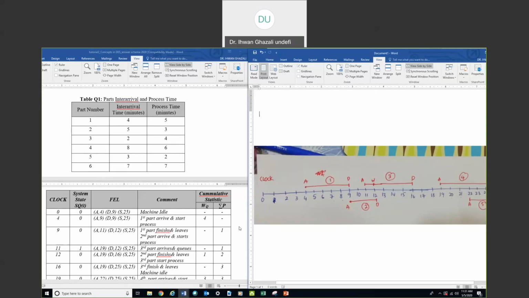Here, arrive is for part number 3. The future is for number 3, which arrives in minute 11. And then D is 12. So you cannot write down this D. You need to write down this D, because the closest D in the process is here, not here.